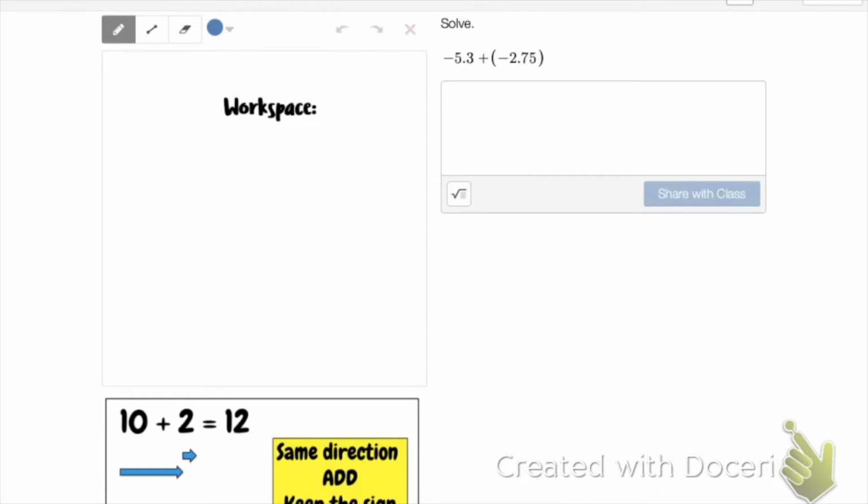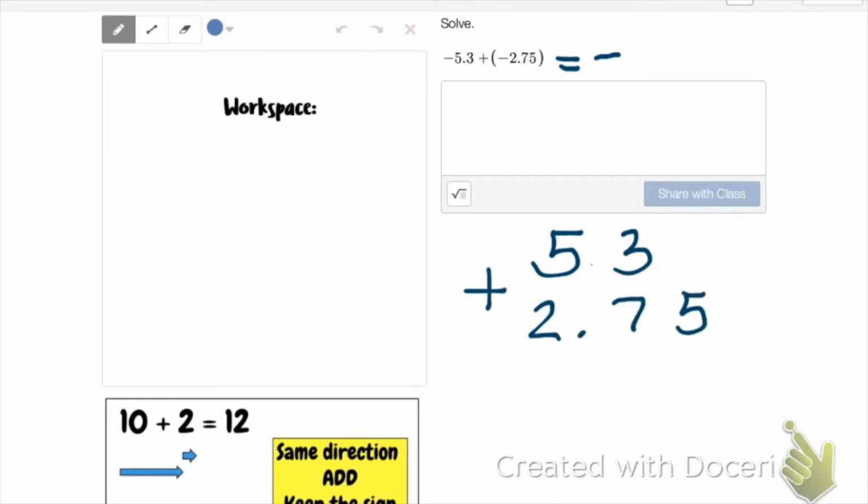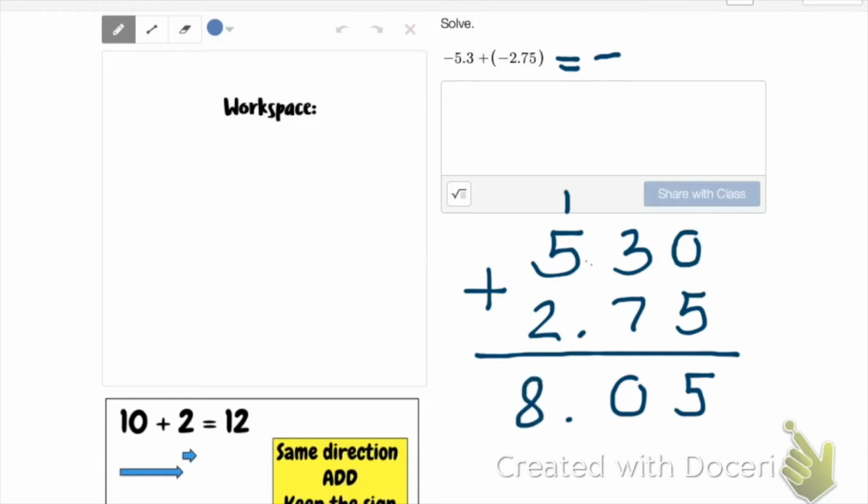My next problem is negative 5 and 3/10 plus negative 2 and 75 hundredths. First of all, I realize that both numbers are negative, so I will keep the same sign, which is negative. Then I will add 5 and 3/10 plus 2 and 75 hundredths. I have this extra 0 right there. So 0 plus 5 equals 5. 3 plus 7 is 10. Remember the 1. 5 plus 1 plus 2 equals 8. So my answer is negative 8 and 5 hundredths.